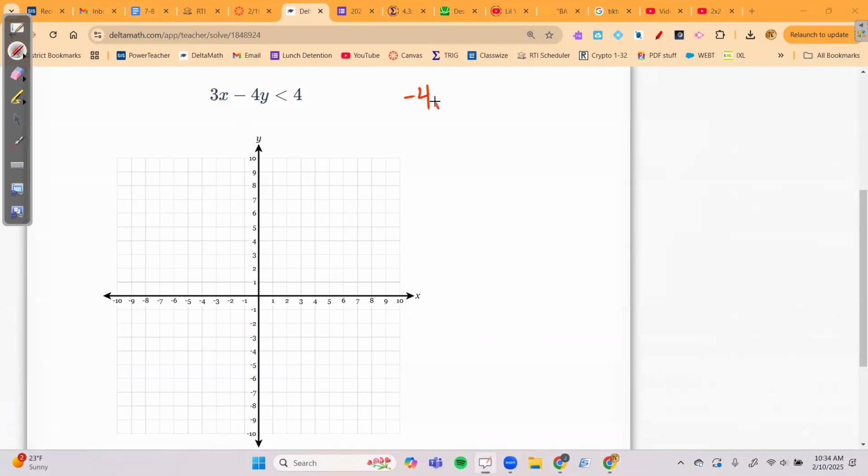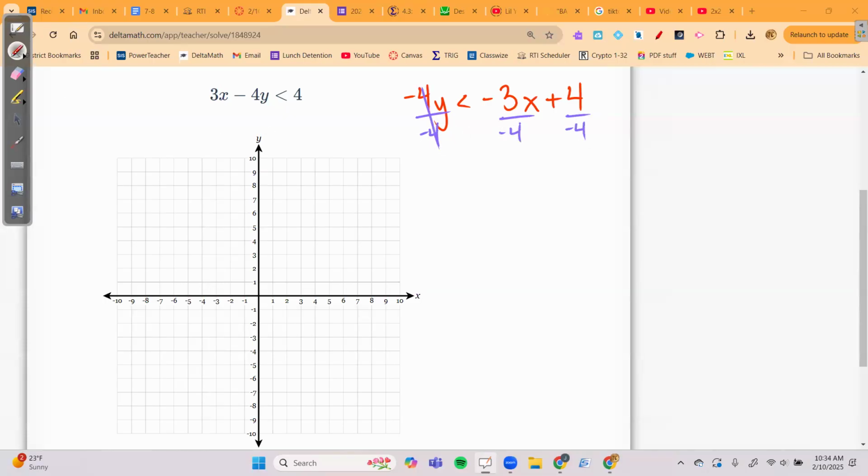So I get negative 4y is less than what? Negative 3x plus 4. The 3x moved, so it becomes negative. The 4 stayed, so it stays positive. Now what do we do? Yeah, and we divide in all the places. We go divide here, boom, divide, boom, divide, boom.